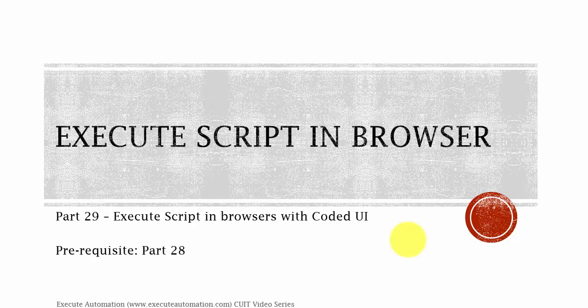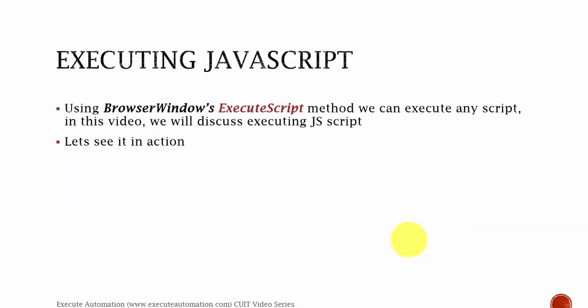And in this part, we're going to discuss executing script in browser with Coded UI. Before watching this part, I would request you to watch part 28, since this part will contain some of the code from that part. Executing JavaScript: using the browser window's execute script method, we can execute any script.